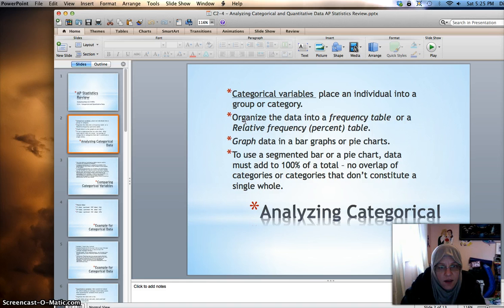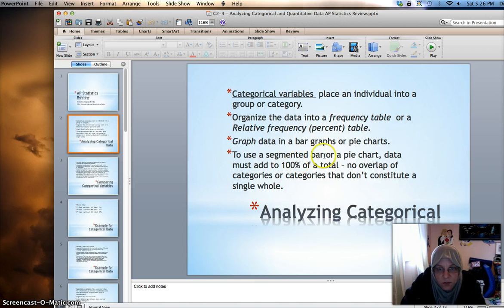So if you have that kind of data, then you're kind of limited in the ways you can organize it and graph it. You can organize the data into a frequency table, which is a table of counts, like I had 3 red, 2 blue, so on and so forth, or a relative frequency table, which is a table of percents, like 15% red, 30% blue, so on and so forth. You can graph data in bar graphs or pie charts.